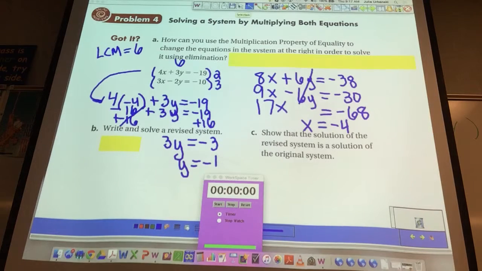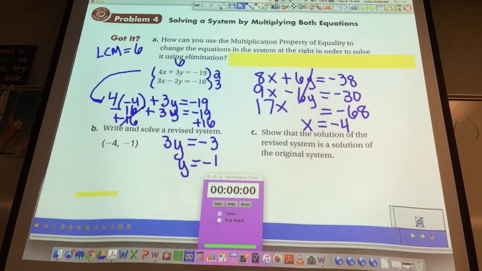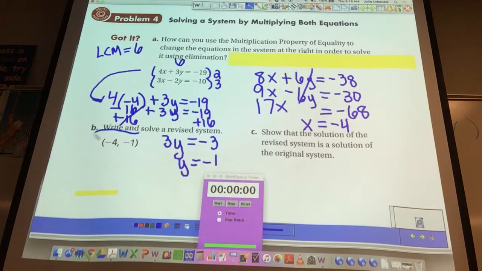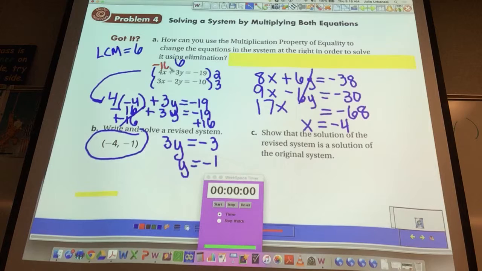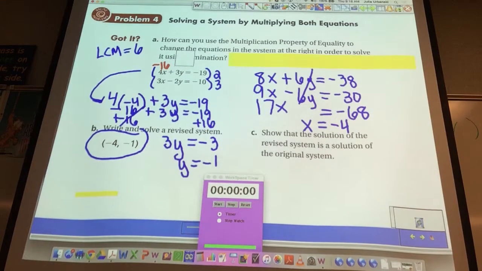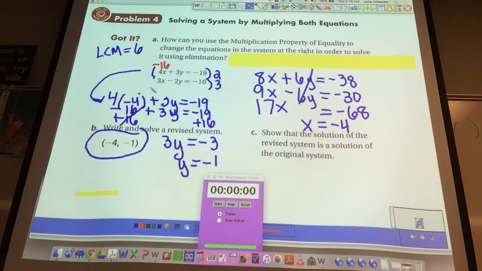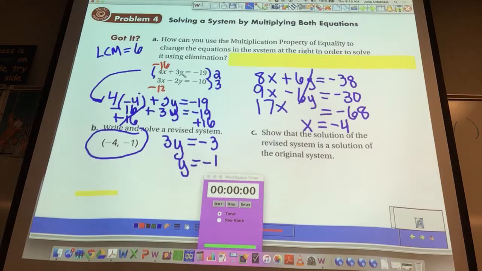And we need to still check it. Negative 4, negative 1. When we check it, we'll know for sure. So, my x is negative 4. That would make a negative 16 right here. And on the bottom, I would get 3 times negative 4 would make it negative 12. Negative 12. All right, for my y's, y is negative 1. What do I get right here? Y is negative 1. Negative 3. And what do I get for this one? Y is negative 1.